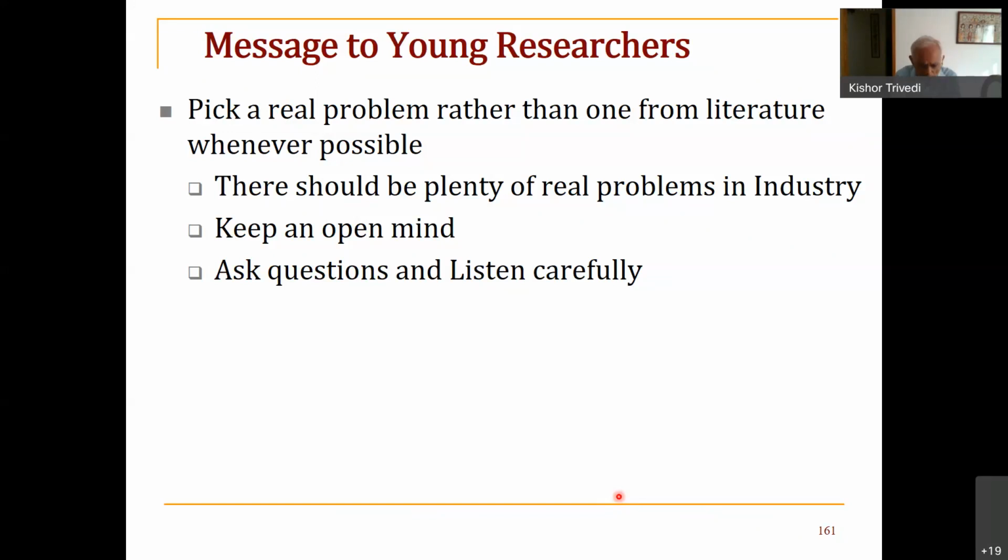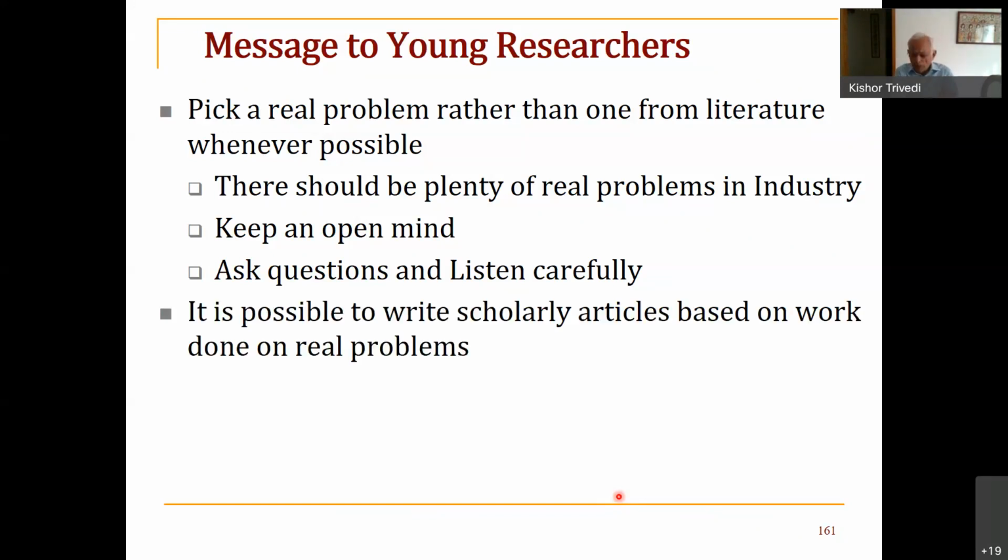And ask very pointed questions to understand the system behavior, and listen carefully to the answers provided to you. You may find a lot of answers are irrelevant. You have to find the relevant answers to your questions for the modeling.